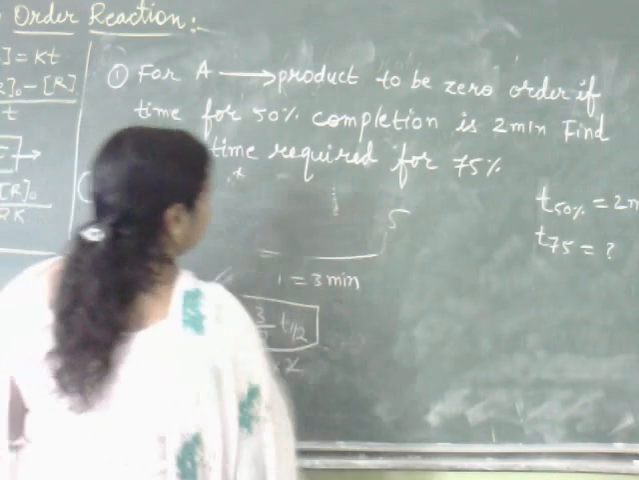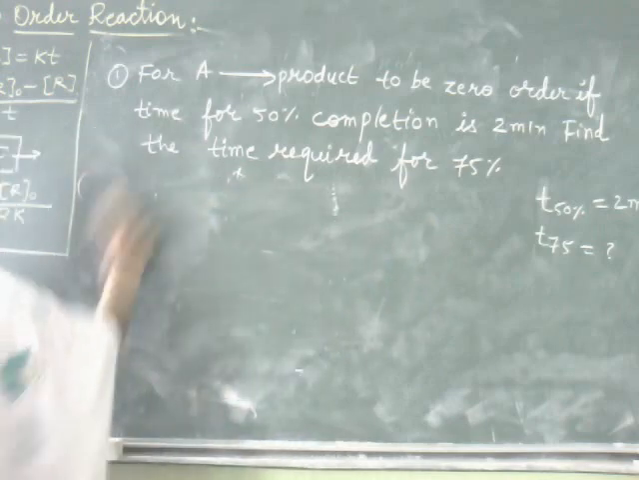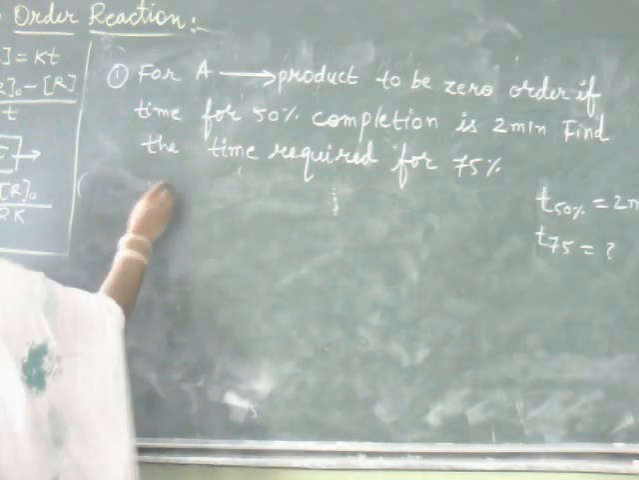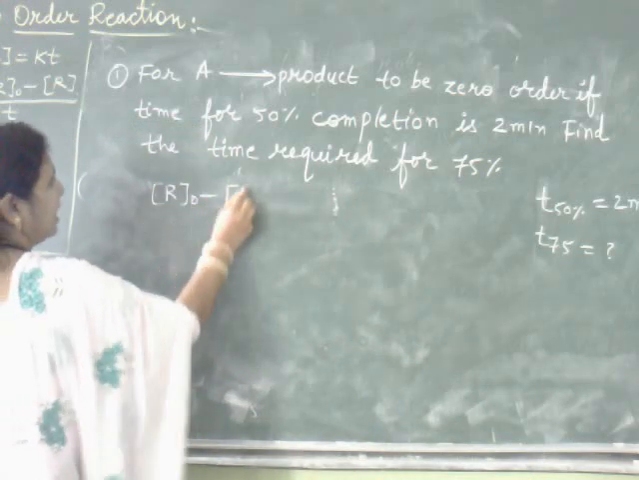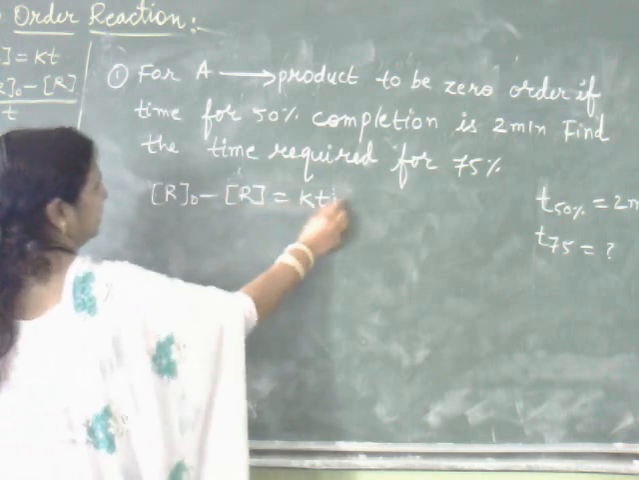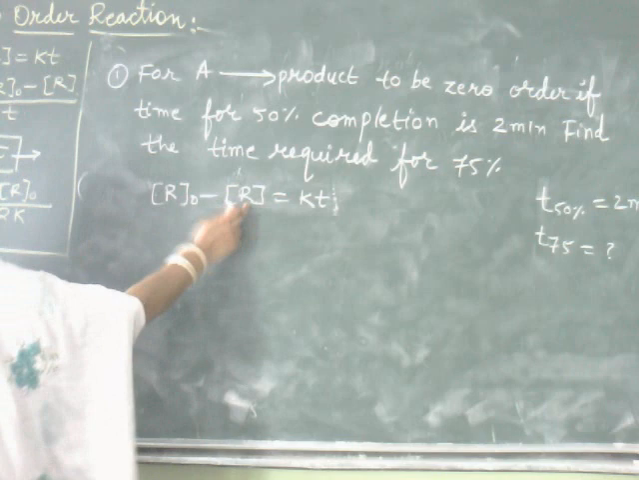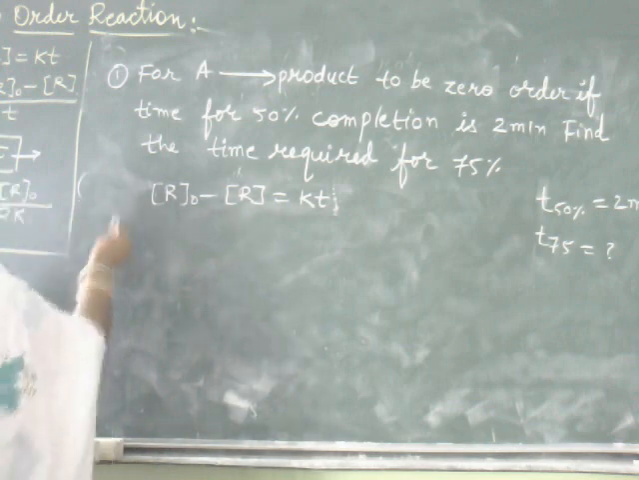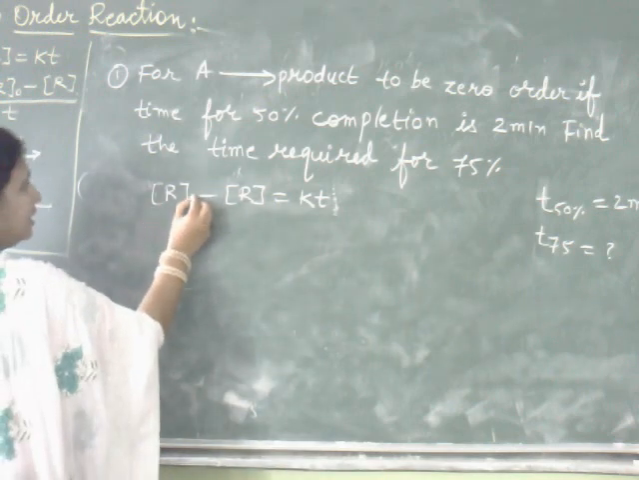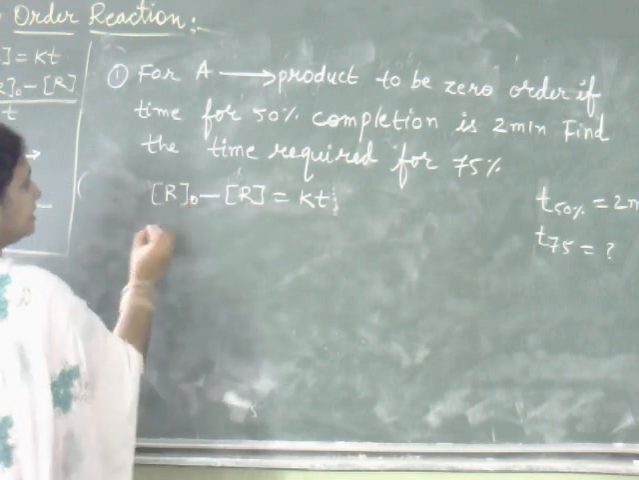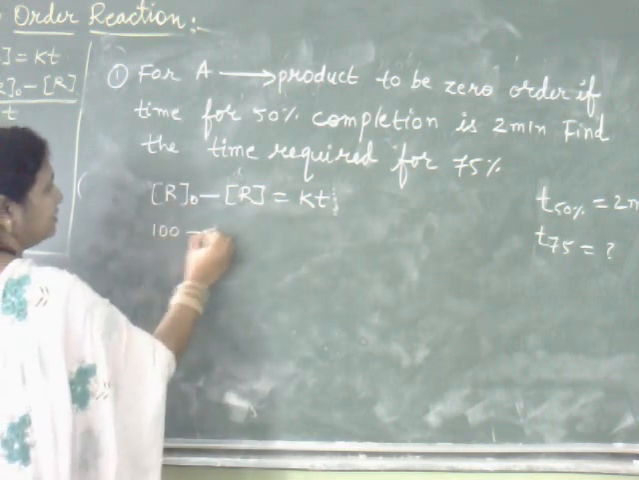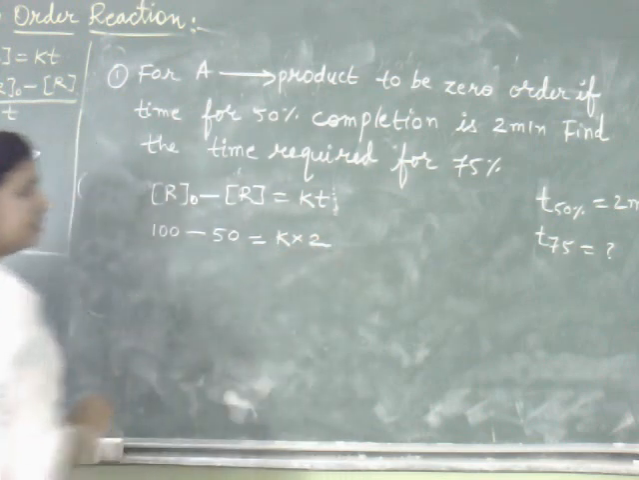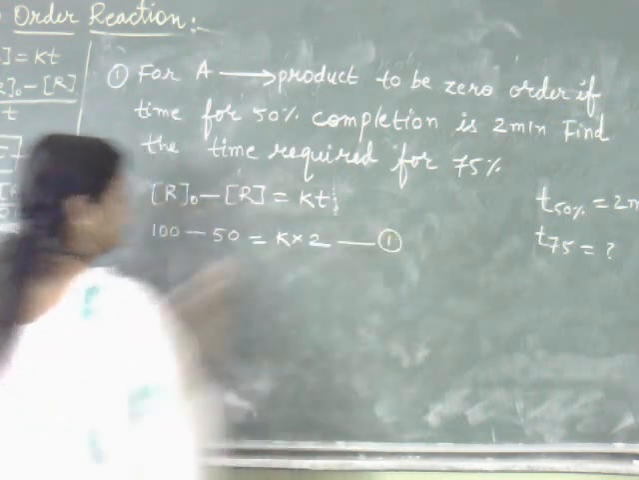Or we can solve this problem by using the formula also. What is that formula? R naught minus R is equal to KT. And this R naught is the initial concentration. R is the final concentration that remains. How much concentration remains here? So see here, R naught minus R equals KT. Starting it will take 100 minus 50. From 100 to 50 it is. The time is how much? 2 minutes. This is the first reaction.